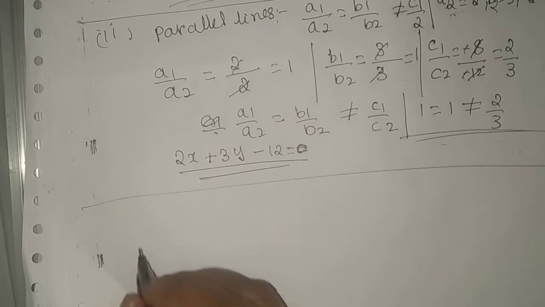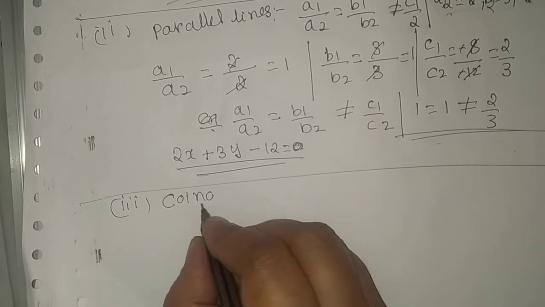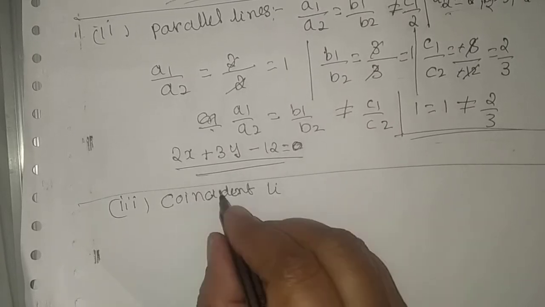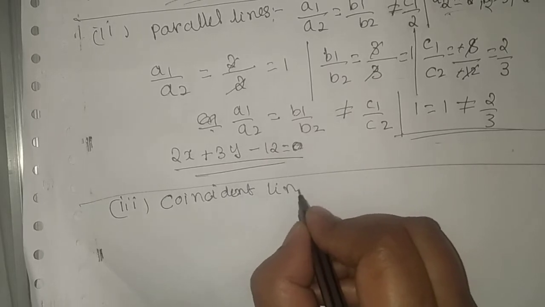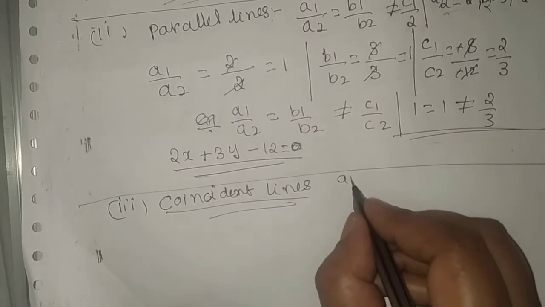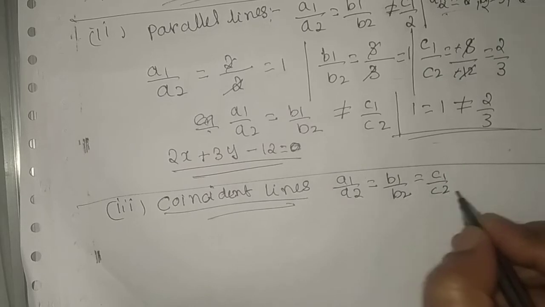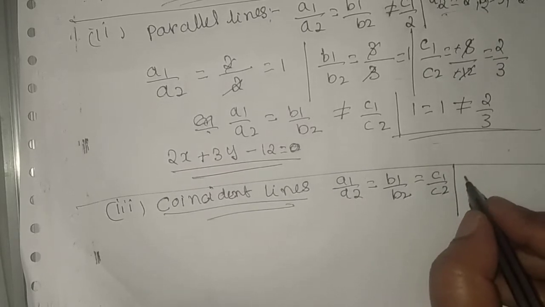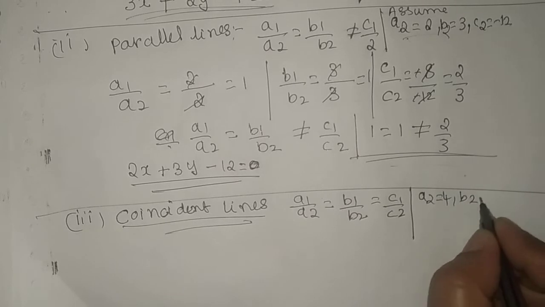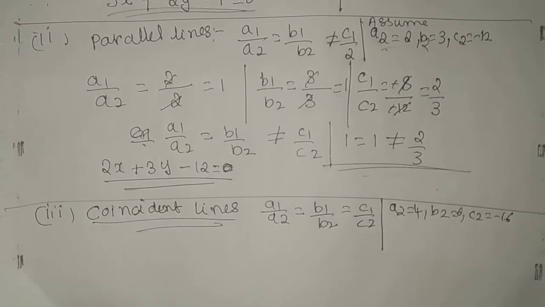Next, the last part, the third one. What is the condition? That is coincident lines. For coincident lines, what is the condition? See, all should be equal, that is A1 by A2 is equal to B1 by B2, which is equal to C1 by C2. Now what values do we assume? I'll take A2 is equal to 4, B2 is equal to 6, C2 is equal to minus 16.